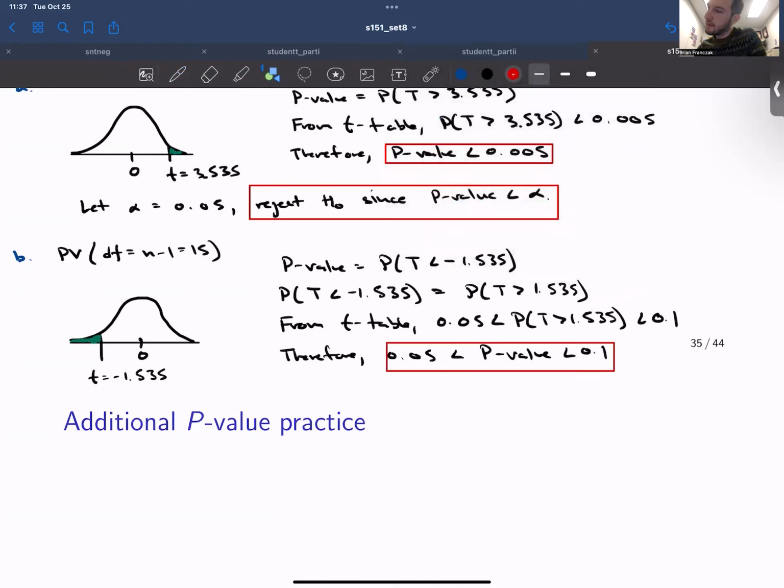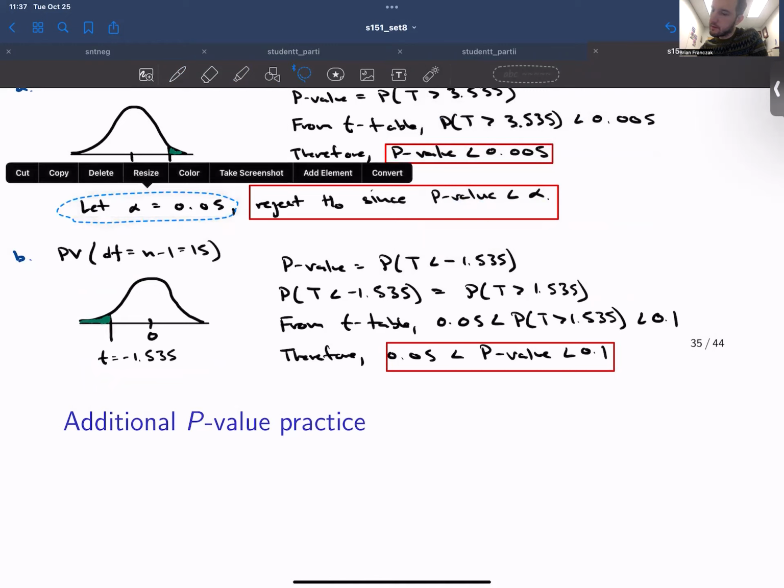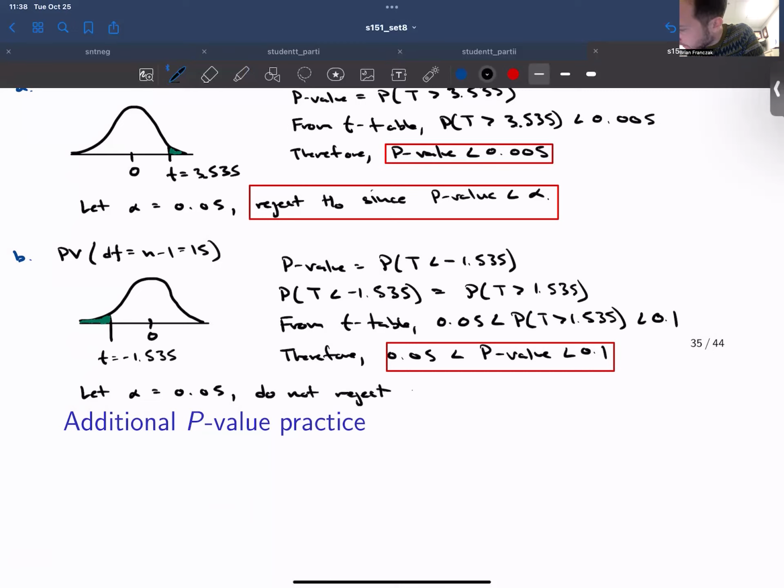Okay, and then again, we'll let alpha be 0.05. So this will be consistent. All right, and so if alpha is 0.05, our p-value is bigger than 0.05 and less than 0.1. So any number in that range that we found for the p-value is greater than 0.05. So we do not reject since the p-value is bigger than alpha.